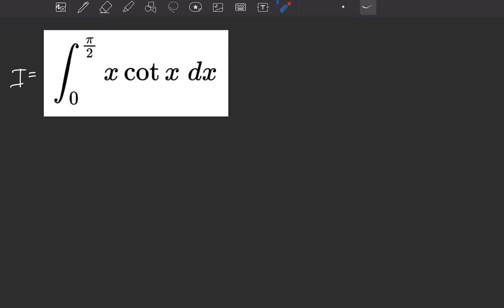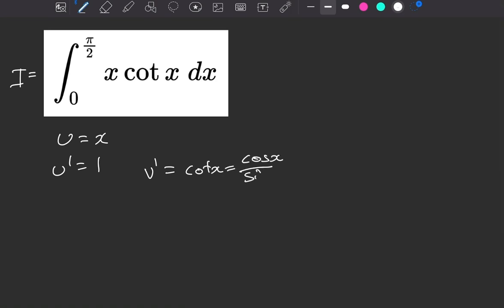Okay, today we have the integral from 0 to pi on 2 of x cot x. There's going to be a few steps to this integral, and the first step is by parts. So we have the thing to differentiate as x, and differentiating that thing will give us 1. The thing to integrate we'll have as cot x, which if we write it as cos over sine, we can see when we integrate that thing, we're going to get the natural log of sine.